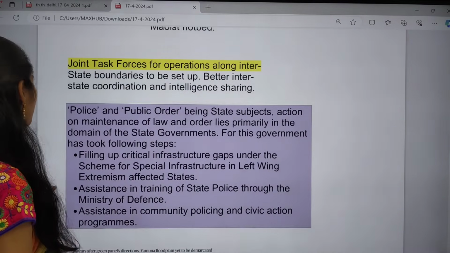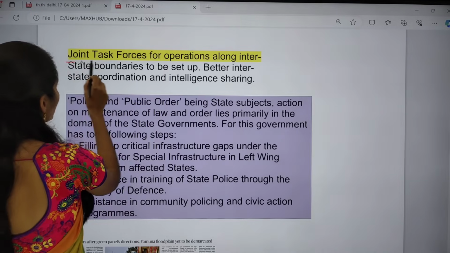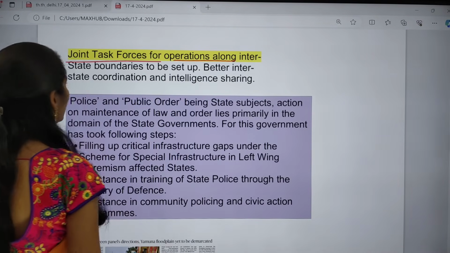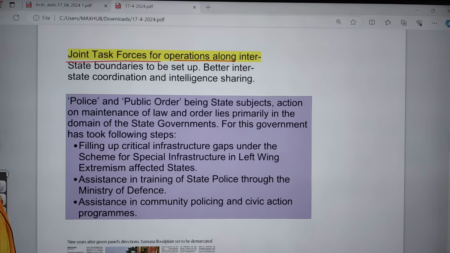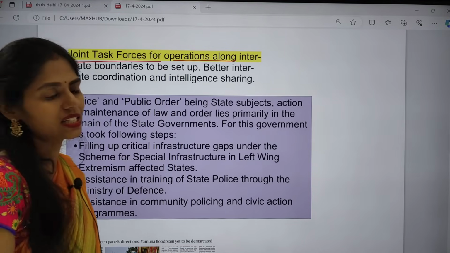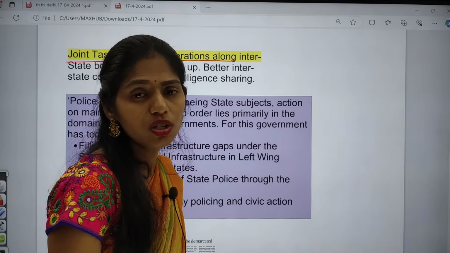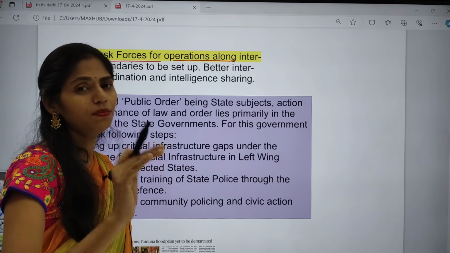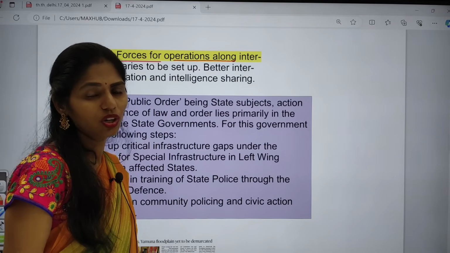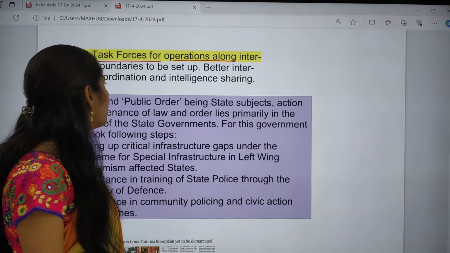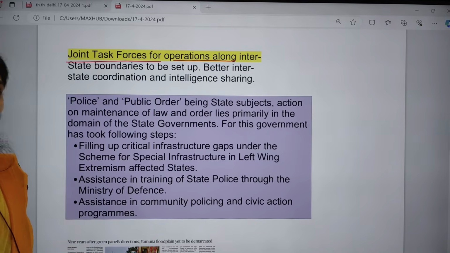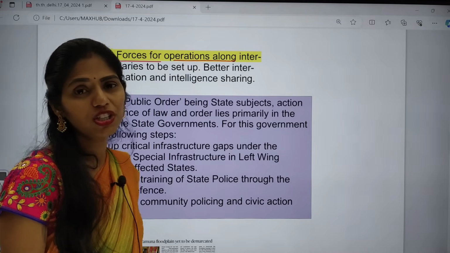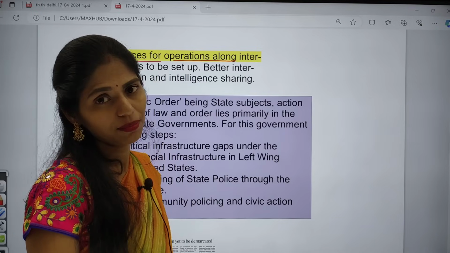And next important step here is Joint Task Force for operations along interstate boundaries. There are some states affected by Naxalism, which is called the Red Corridor. So there are many states. Between the boundaries of the states, there should be deployment of operations, and we have to focus on information sharing, that is called intelligence sharing between the states.